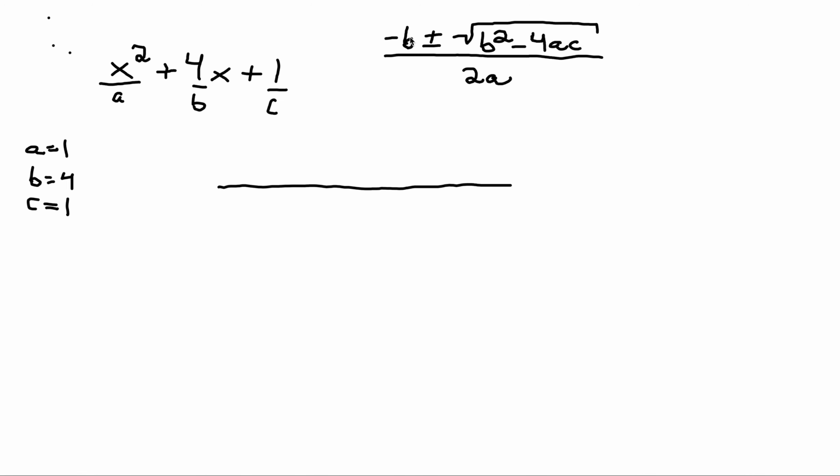All you have to do is plug these numbers into the formula. So negative b, b is equal to 4, so that will equal negative 4, plus or minus the square root of b squared, which is 4 squared, equals 16, minus 4ac. So let's multiply 1 and 1 and get 1. So minus 4, and then all over 2. So that is it. This is how we find the solution.